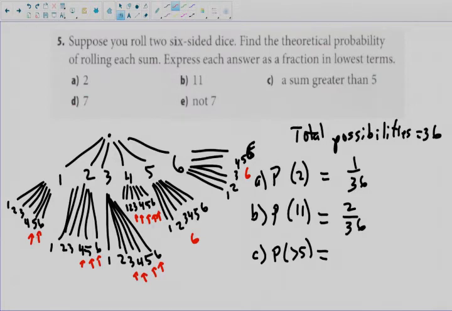Okay, so there's 2 plus 3 plus 4 plus 5 plus 6 plus 6. So those are all of the sums that are greater than 5. So there's 5, 5 plus 4 is 9, 9 plus 5 is 14, plus 6 is 20, plus 6 is 26. So there is a 26 out of 36 chance of rolling a sum greater than 5.